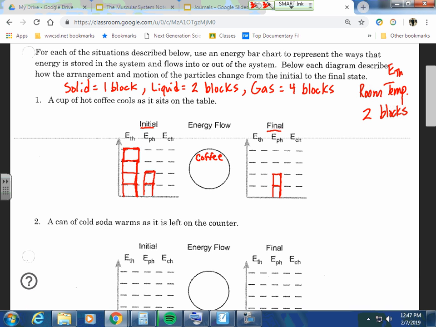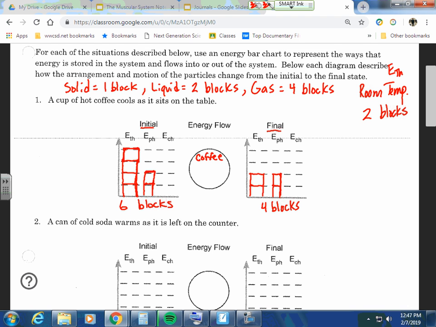All right, so if it cools to room temperature, and we just established that we're going to have room temperature be 2 blocks, so something like this. All right. So now in the initial diagram on the left, how many total blocks do I have? Okay, so we've got 6 blocks over here. And how many do I have at the end? Only 4 blocks.